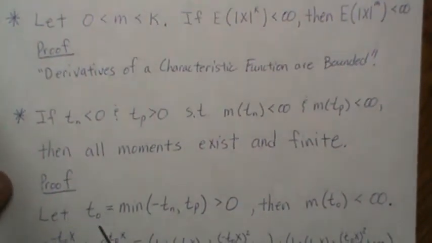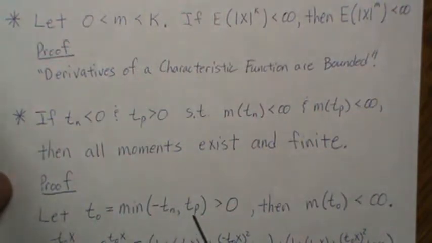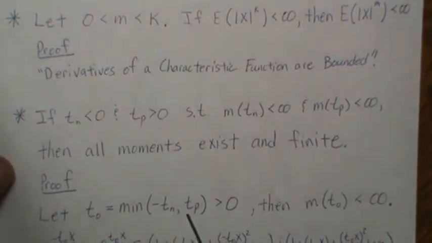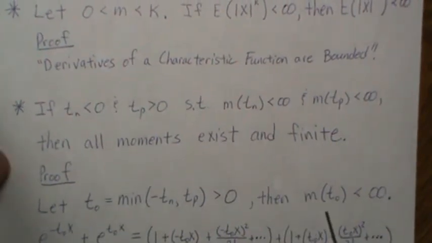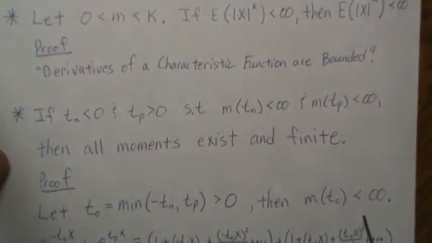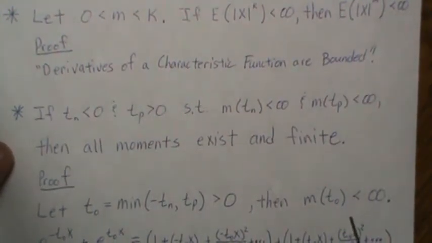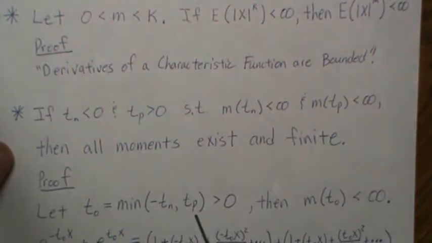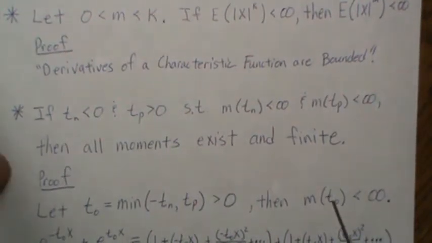So let's let t0 be the minimum of these values, and so it's a positive number. So what we're doing is getting an even interval about 0, and then we know that M(t0) is finite because of the two bullets ago, that every value in here is finite, because if Tn is finite and Tp is finite, then T0 has to be finite.